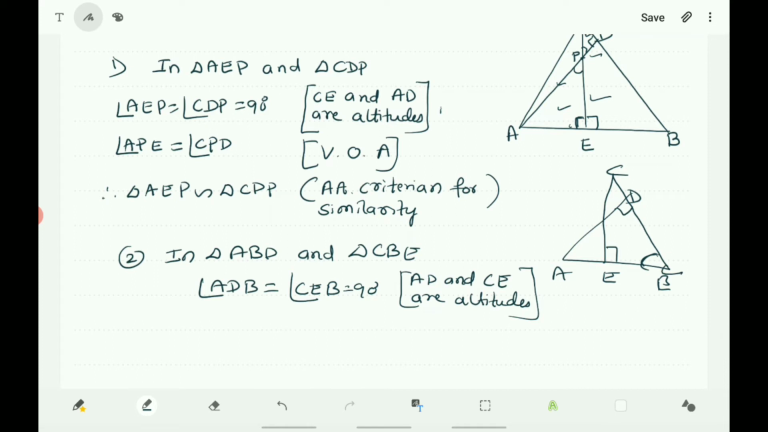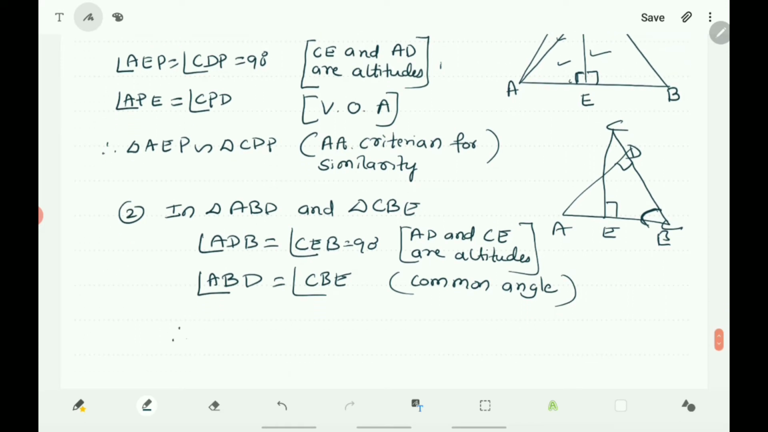Angle B means it is angle ABD of triangle ABD and CBE of triangle CBE. So you can write angle ABD is equal to angle CBE. So you know that this is the common angle. Then directly you can write, therefore triangle ABD is similar to triangle CBE.